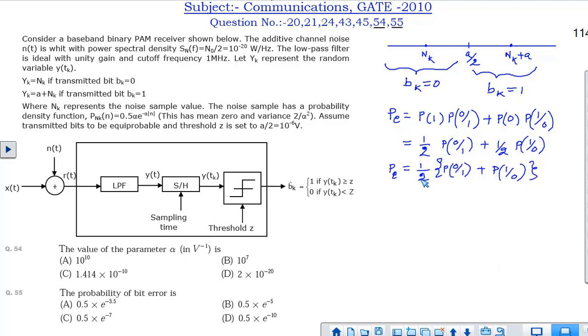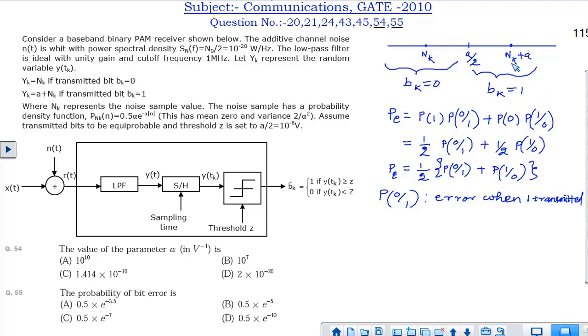Here we have taken simply half as common, then we can express the probability of error in this form. First let us find out this conditional probability, that is when 1 is transmitted but we got 0 at the receiver, or we can say error when 1 is transmitted. If we see this amplitude line, then when can this error actually occur?